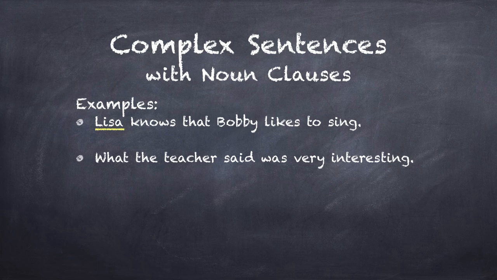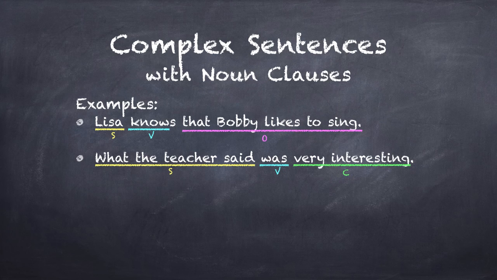In the first example, Lisa is the subject, knows is the verb, and that Bobby likes to sing is the object. Notice that the dependent clause is the object of the independent clause. In the second sentence, what the teacher said is the subject. Was is the verb, and very interesting is a complement. In this case, what the teacher said is the dependent clause, and it is also the subject of the independent clause.